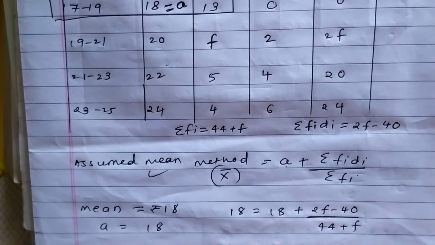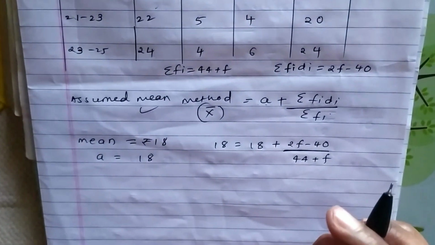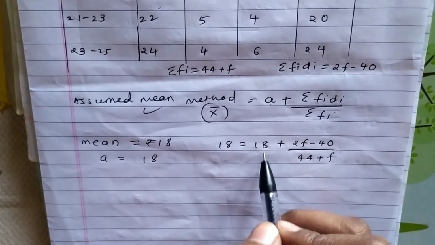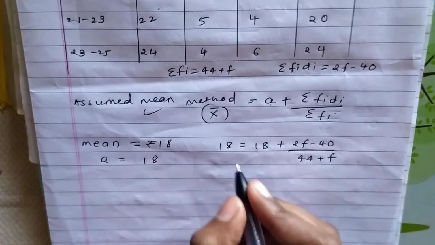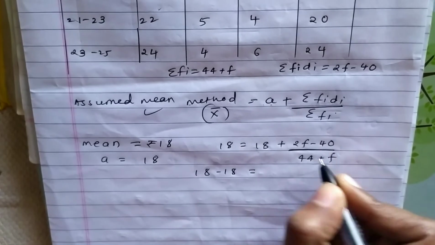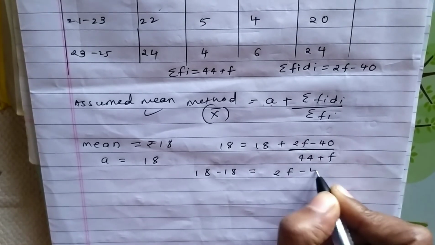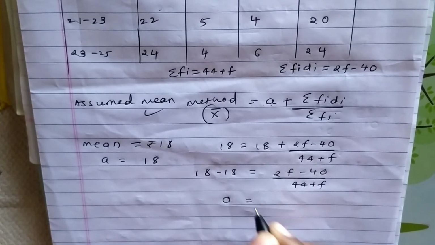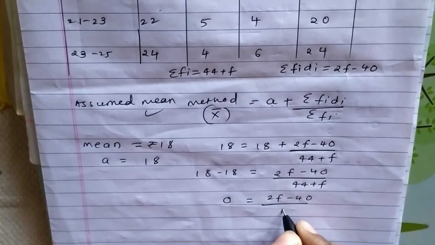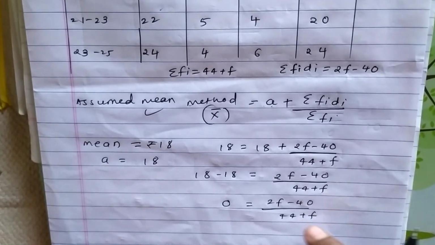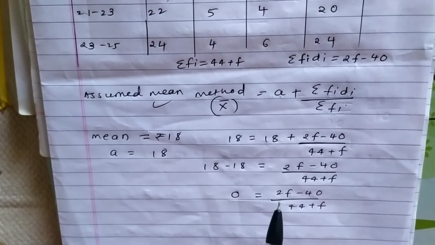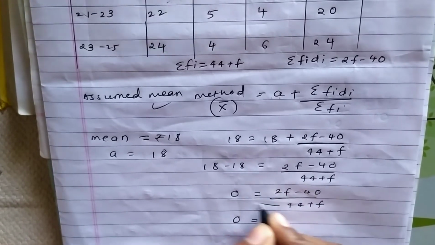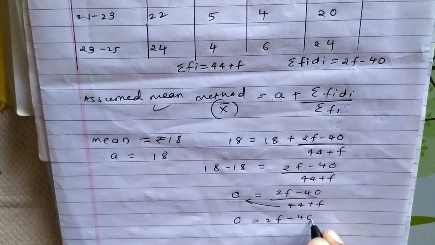Now, as per the rules of addition of fractions, you can solve this fraction part. So what I am going to do here: this is the whole part, so I am going to shift it, because I want f alone. So 18 minus 18 equals 2f minus 40 divided by 44 plus f. So this is 0 on this side. So 2f minus 40 over 44 plus f. We'll convert this into the normal form. We don't want denominators here. So 44 plus f into 0 is 0. And 2f minus 40. We want to find f.